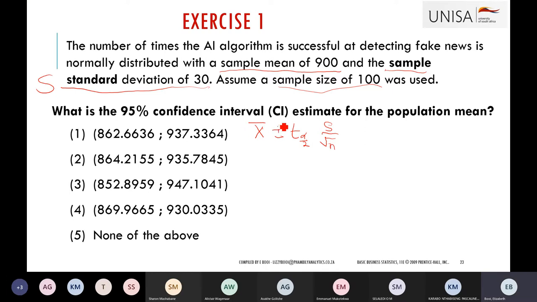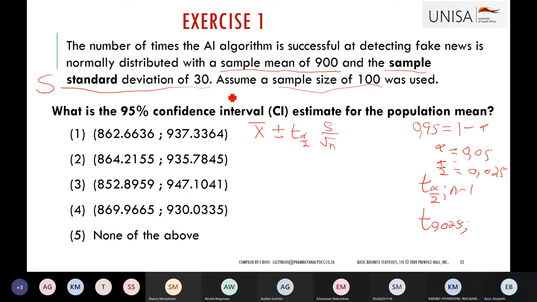Let's go find our 0.95, 1 minus alpha, which will be, alpha will be 0.05. Our critical value of alpha divided by 2. At this point, I am not even going to substitute alpha of 0.05 divided by 2. We know what that is, 0.025. So I'm just going to substitute t of 0.025. And we know our n. n is 100. So if our n is equal to 100, therefore our degrees of freedom will be 100 minus 1, which is 99.